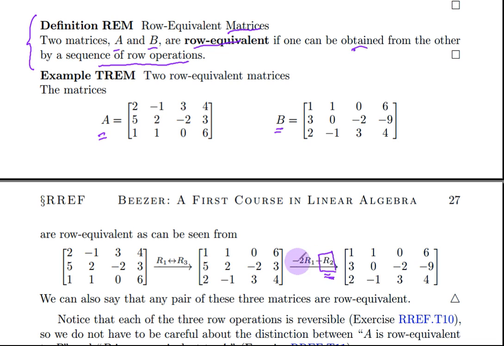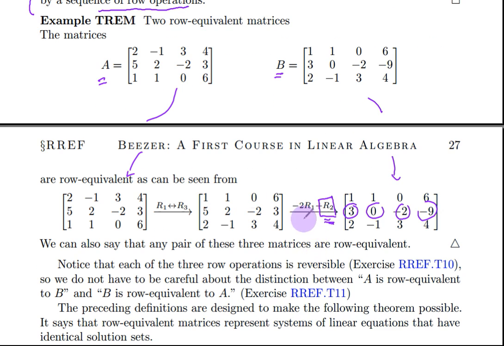So how does this work? Let's see. Minus 2 r1 plus r2. Minus 2 times 1 plus 5 is 3. That's how we got this. Minus 2 times 1 plus 2 is 0. Minus 2 times 0 plus minus 2 is minus 2. Minus 2 times 6 plus 3 is minus 9. So that's how we get this. So we can see that these two matrices are row equivalent. This one was here. This one was here. We have a sequence that relates them, so they're called row equivalent.